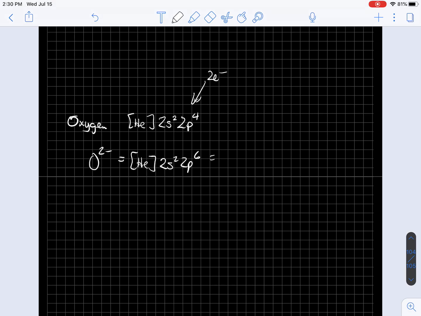All right, so let's see the octet rule here. If we have oxygen, it is normally helium core, 2s2, 2p4 configuration. All right, well, when oxygen bonds, it forms oxide. So 2 extra electrons. Where do those 2 extra electrons go? They go into the valence shell. So you wind up with a helium core, 2s2, 2p6, which is the same as a neon core.